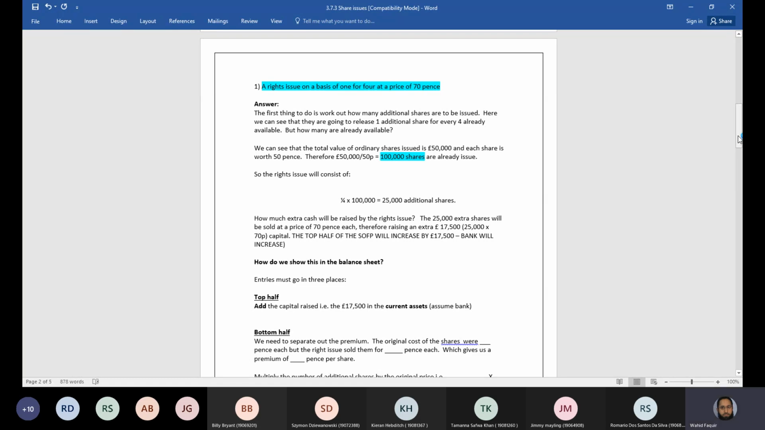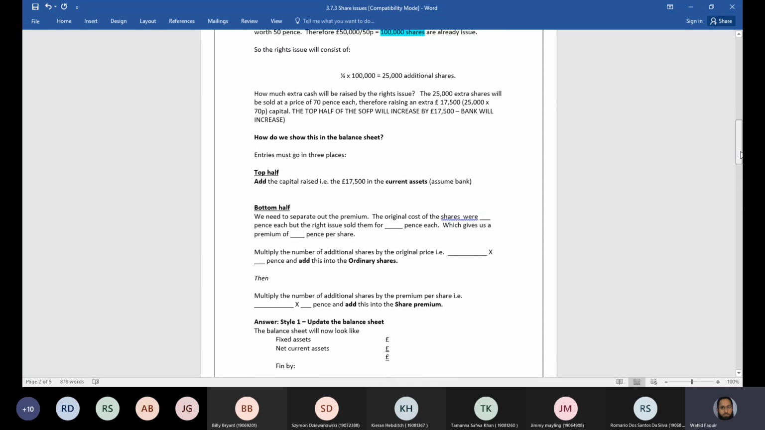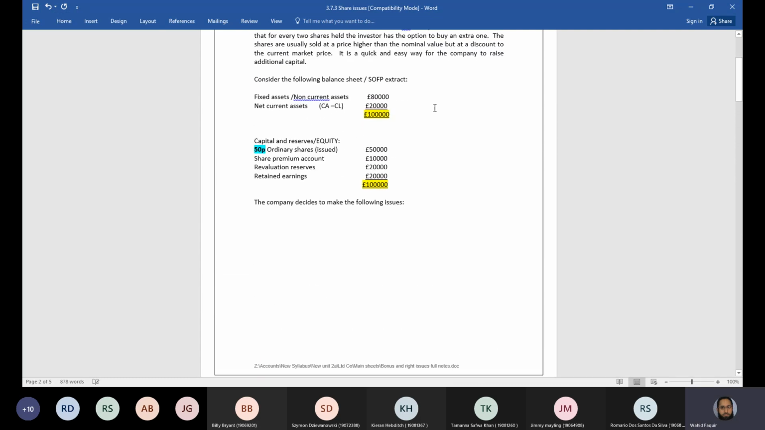However, it's not as simple as that. It's not difficult, but it's not as simple as that. What you have to do is split it between your ordinary shares and your share premium. Remember, in your ordinary shares, you can only include 50p per share. Anything above 50p will go in the share premium. Now we know we sold them for 70p. So we're going to leave the 50p there, 50p times by the additional number of shares sold, and add it to that figure. And the share premium will be the 20p to make up the full 70 times by the number of shares sold. But we build it up slowly.